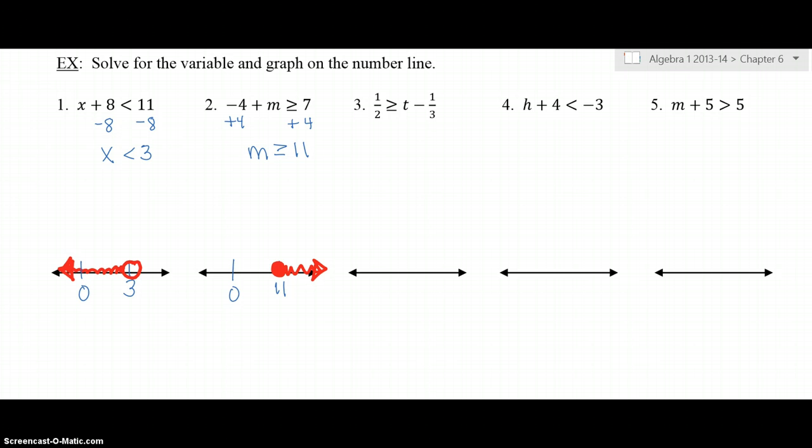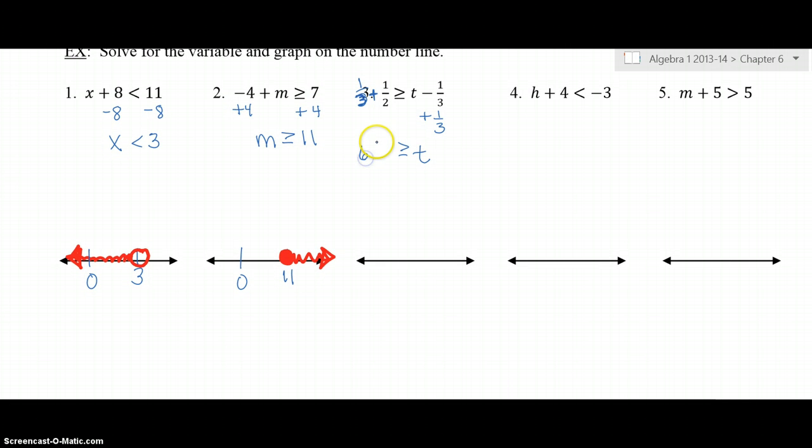Number 3. T is now on the right-hand side. What do we need to get rid of in order to get t by itself? The fraction, the 1/3. So how do we do that? Add 1/3. Okay? And if we do that, we have t less than or equal to 1/3 plus 1/2, which means we have to get a common denominator. In this case, it's 6. 3 has to be multiplied by 2 to get 6, so does the top. 2 has to be multiplied by 3 to get 6, so does the top. Keep your denominator the same, and you do get 5/6 when you combine like terms on the top.